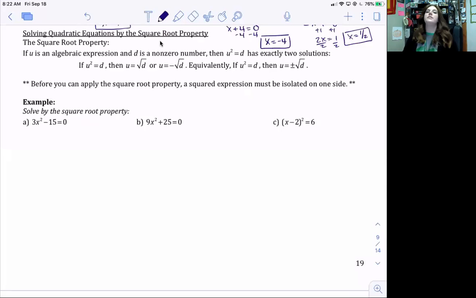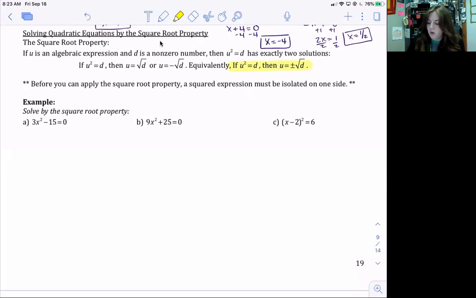Okay, now we're going to look at solving quadratic equations by the square root property. So the key thing here is that if we have u squared equals d, then we're going to square root both sides, but we need to make sure we put plus or minus in front. So if u squared equals d, then u equals plus or minus the square root of d.